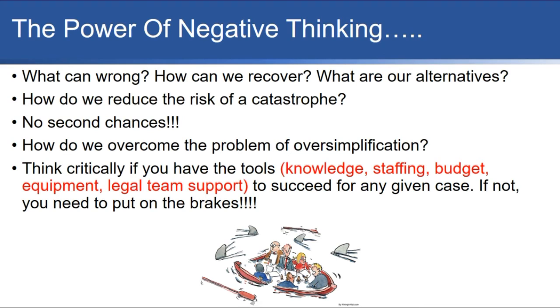For example, what will you do if your equipment is lost, stolen, or broken? Your tech gets sick? How to handle equipment failures and just generalized problems that make things go badly. You need to think critically if you have the tools, which include the knowledge, staffing, budget, equipment, and legal team support to succeed for any given case. If not, you really need to reconsider and put on the brakes until you have those elements.